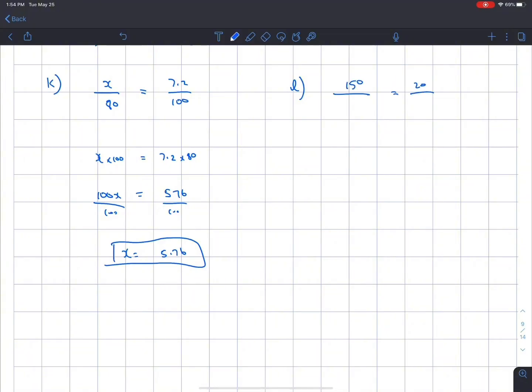L. 150 is, so that will be the amount, 20% of what? So 20 over 100, and x would be the base. So 150 times 100 equals 20 times x. 15,000 equals 20x. And then divide both sides by 20. We get x equals 750.